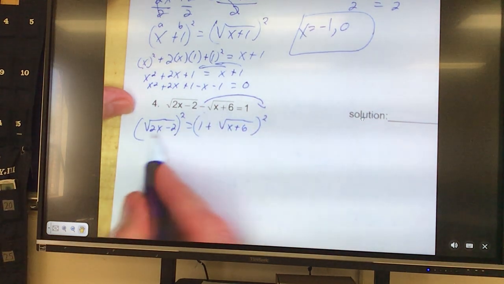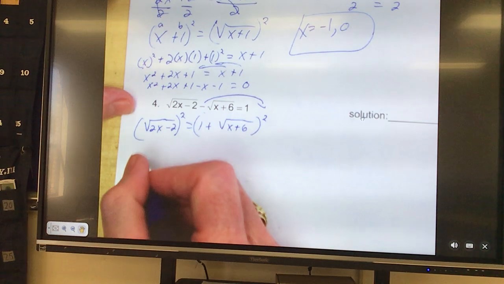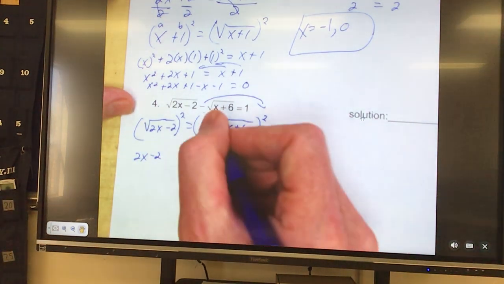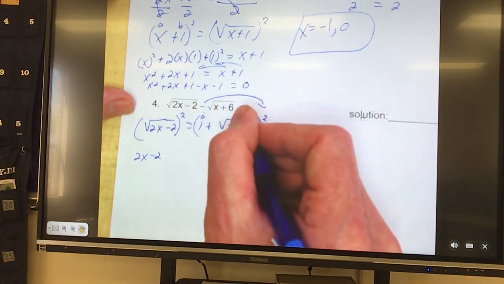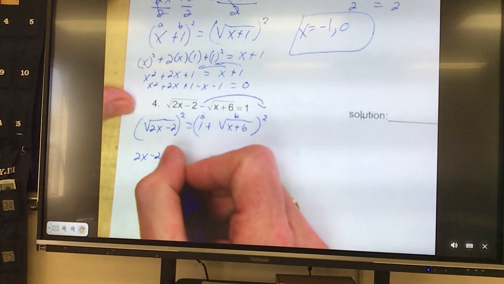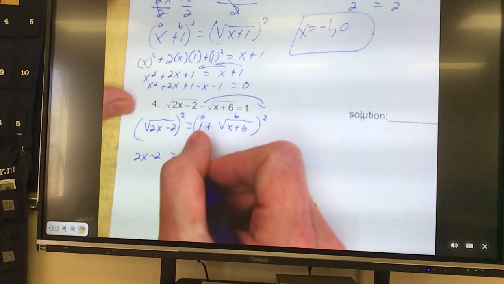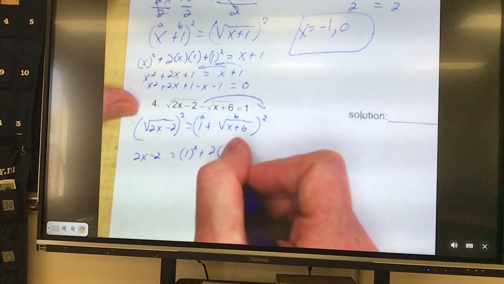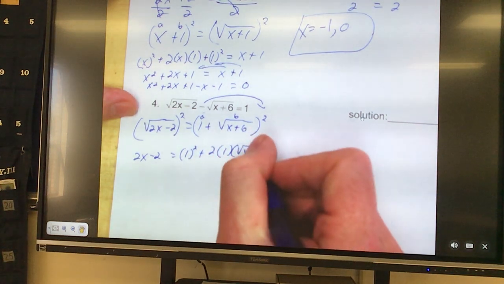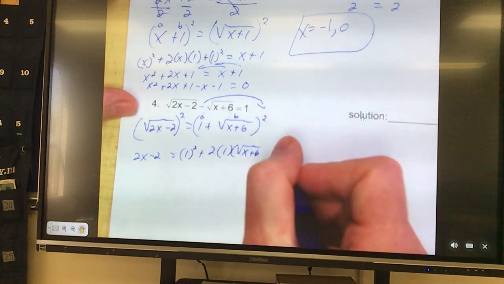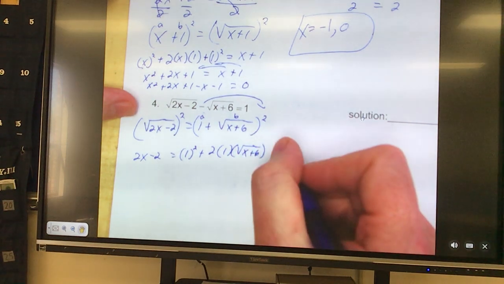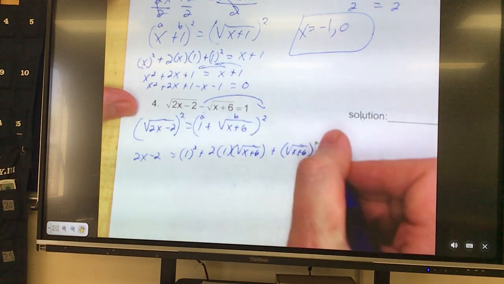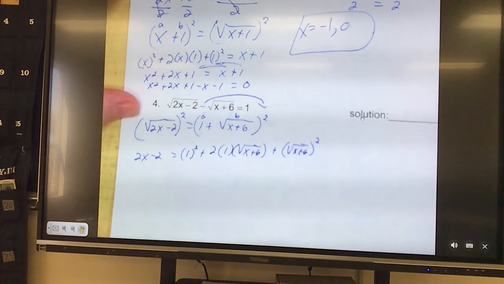When I square this side, it's a single square root over here, so it just drops it. 2x minus 2. This side has two different parts, so a and b. So I use my little formula. So a squared, that's 1 squared, plus 2 times a, which is 1, times b, which is square root of x plus 6. Close them. And then plus b squared, square root x plus 6 squared. Okay, now we clean it up.